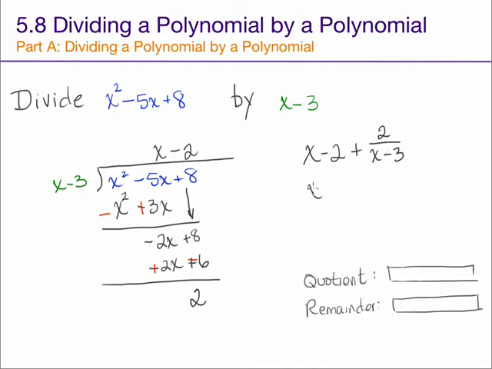To enter this in WAMAP, make sure you put your denominator in parentheses. Some WAMAP questions will ask you, not for this format of the answer, but what's the quotient and what's the remainder? The quotient here is x minus 2. That's what we got along the top of the problem. It's the thing we determined we needed to multiply by x minus 3 to get as close as possible to x squared minus 5x plus 8. We had a little left over, and that's our remainder. The remainder is 2, not 2 over x minus 3.